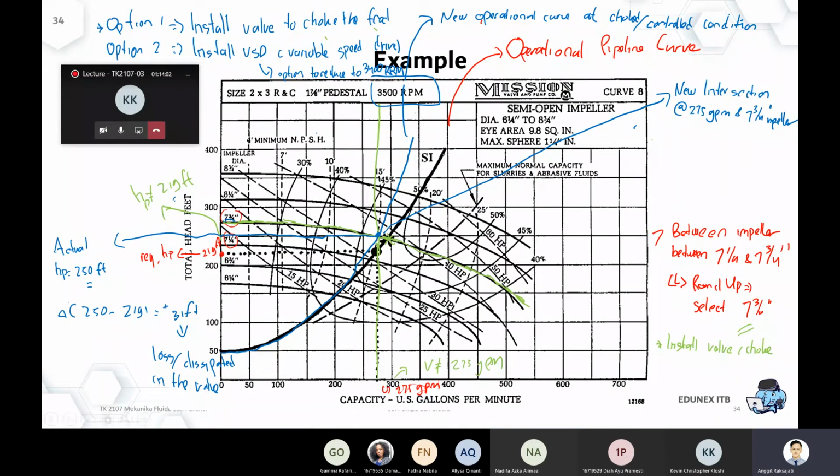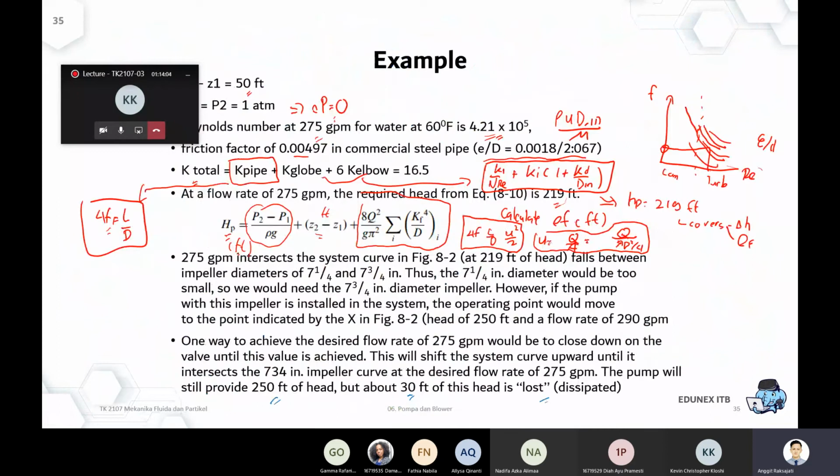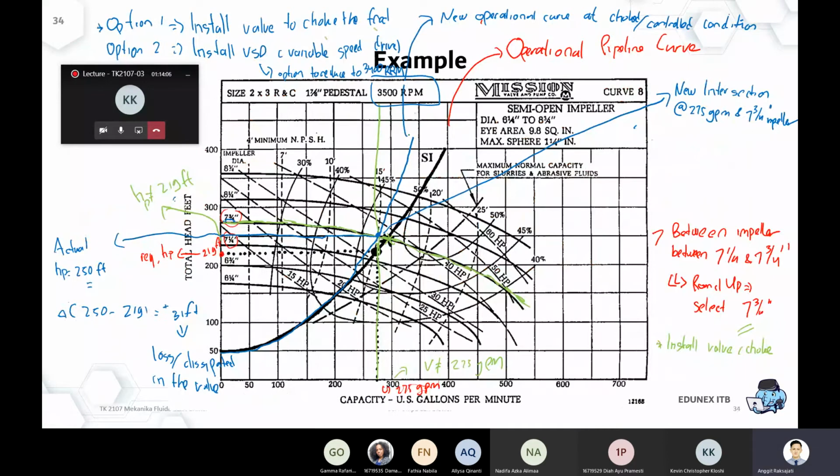From the black line, now we shift to the blue line. We shift to the blue line, but that increases the loss, the dissipation. We still require high energy consumption. In option two, we don't shift the pipeline curve. What we shift is the pump curve itself.